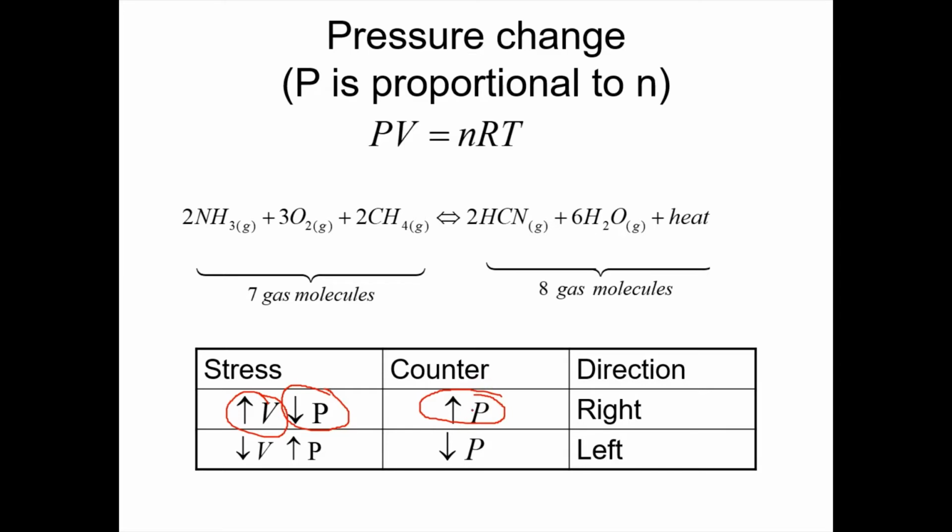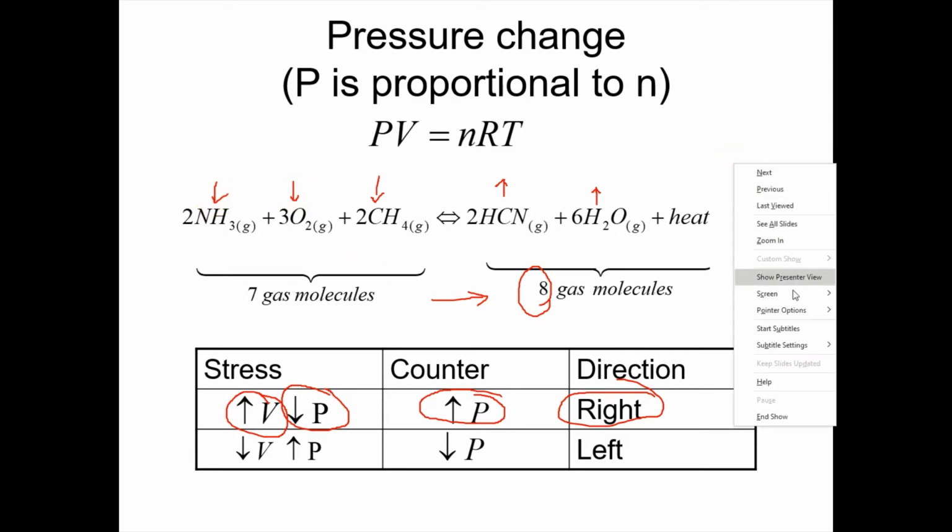And in order to increase the pressure, the reaction has to go in the direction of more gas molecules. So in this case, it's going to go from 7 to 8. It's going to go to the right, because by going in that direction, you're going to increase your moles, and therefore you're going to increase the pressure. That's why the reaction goes to the right. So by expanding or increasing the volume of the system, we're going to produce more HCN or more H2O. And we're going to get less CH4 and O2 and NH3. Okay?